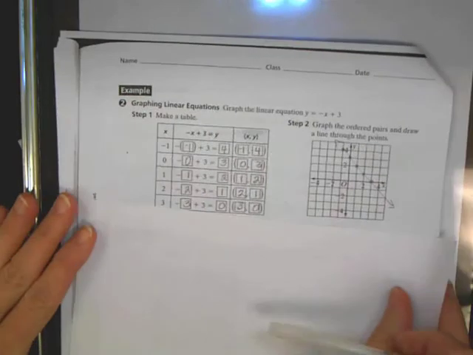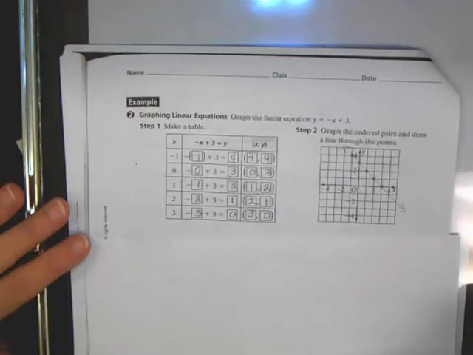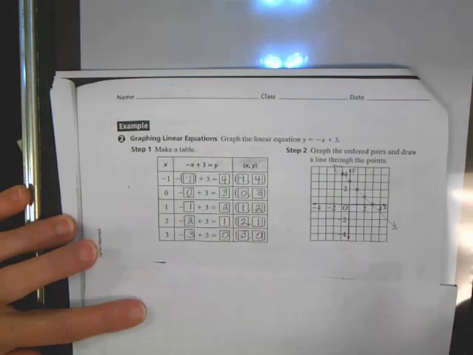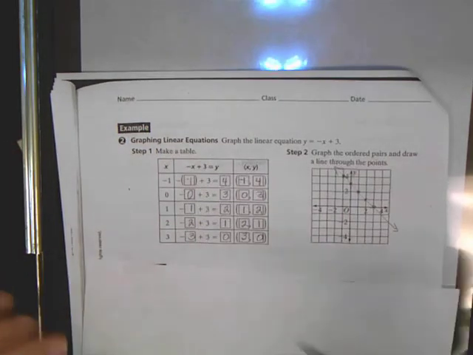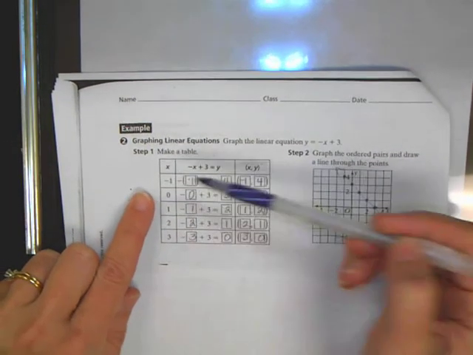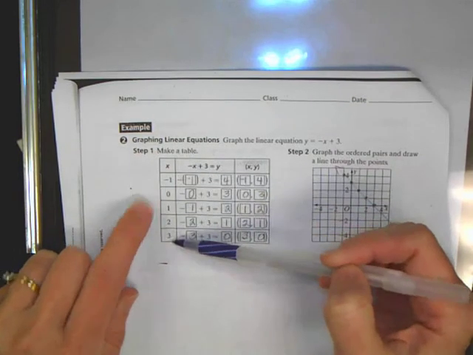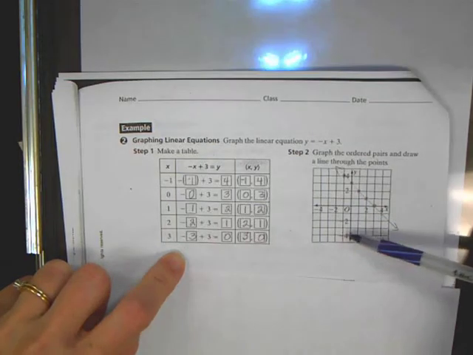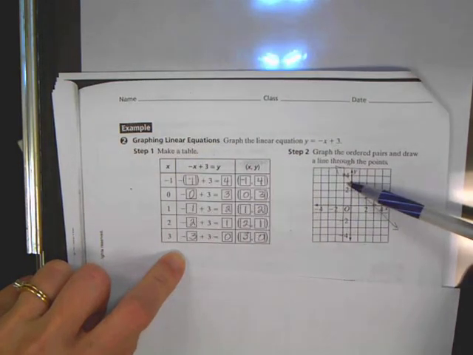And example number 2 is graphing linear equations. We want to graph the linear equation, and in this case it is telling us it is linear: y equals negative x, or the opposite of x, plus 3. So what we can do is make a table. Here are my x values, and you can choose any x values. I generally think most of the time you're going to want to choose them so that your numbers stay small and you can graph them easily.